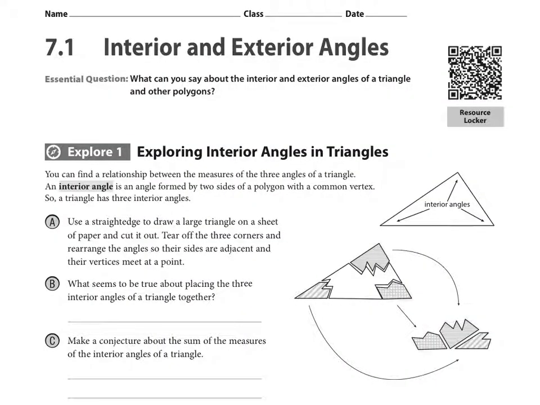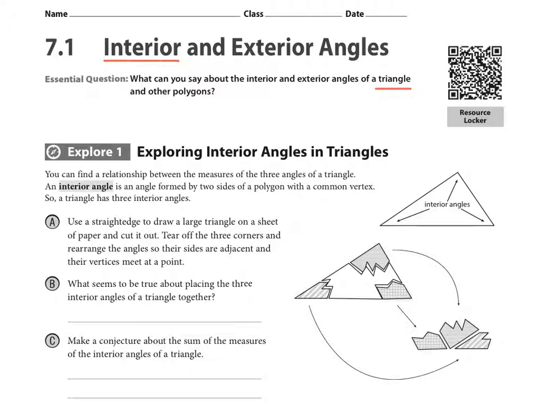All right, so here's the second part of our lesson 7.1. We're going to be talking about interior and exterior angles of triangles and polygons. So we'll talk about what that means, but for the most part, we're going to focus in this video on triangles. So interior and exterior mean exactly what you think they do.